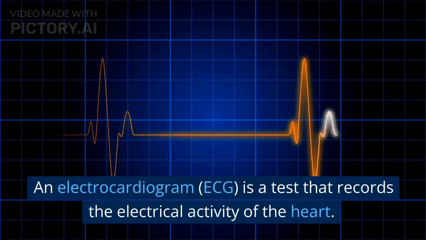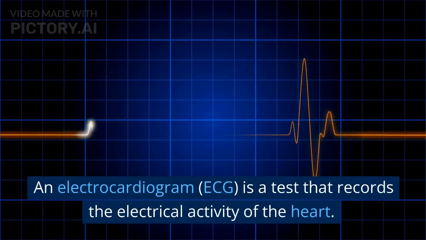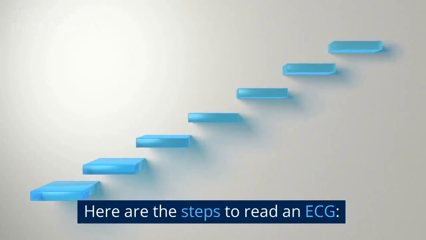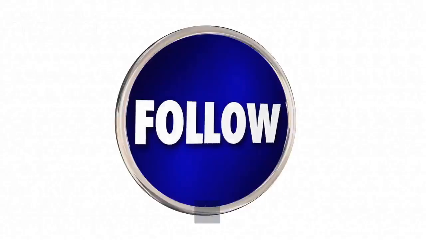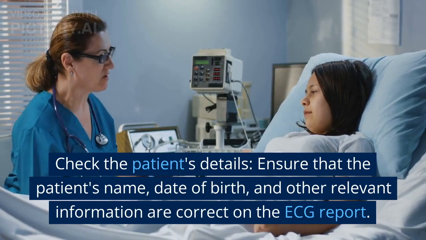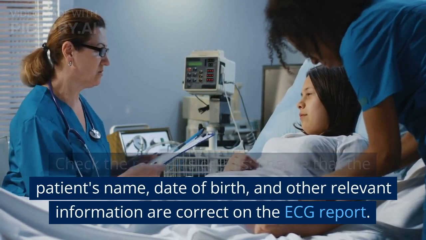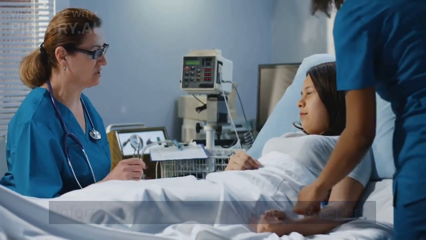An electrocardiogram, ECG, is a test that records the electrical activity of the heart. Here are the steps to read an ECG. 1. Check the patient's details. Ensure that the patient's name, date of birth, and other relevant information are correct on the ECG report.